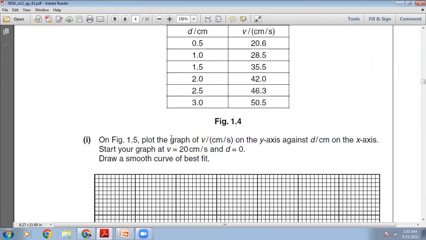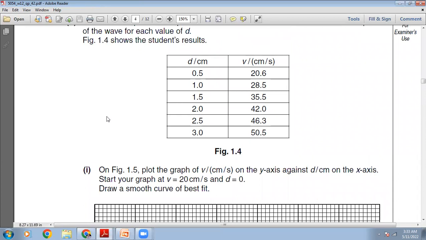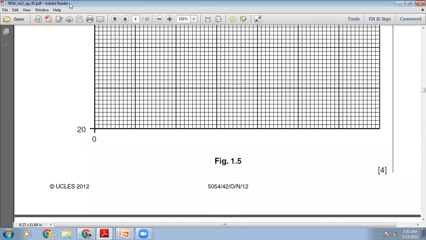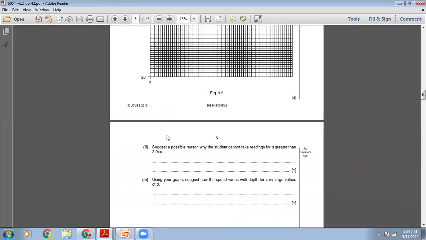On figure 1.5, plot the graph of v in centimeters per second on the y-axis against d in centimeters on the x-axis. Start your graph at v equals 20 centimeters per second and d equals 0. Draw a smooth curve of best fit. So here is that figure. Let me reduce the size so you can see the question together.